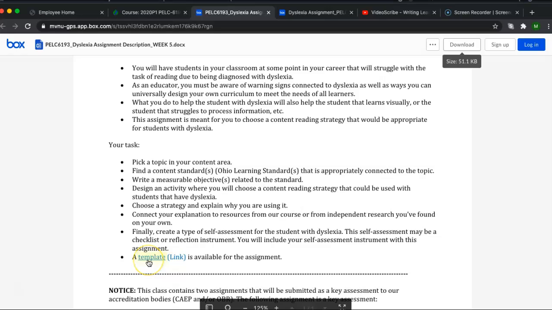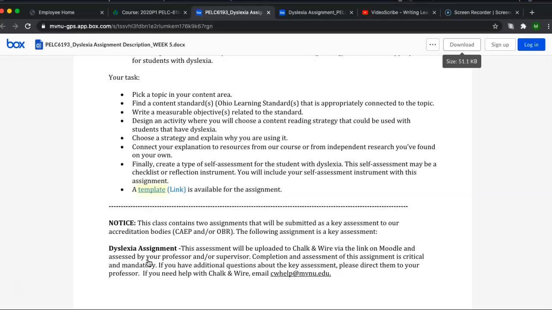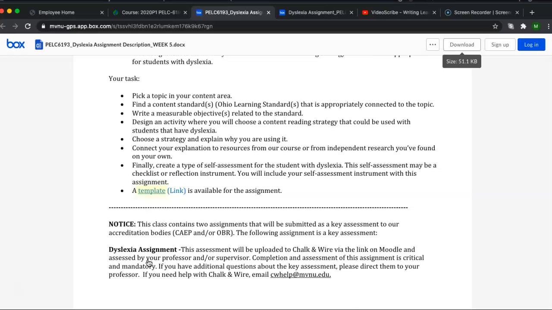Here is the template for the assignment. You're going to upload this to Chalk and Wire and also Moodle. When you upload it to Chalk and Wire, make sure that your artifact reflection is there as well as the dyslexia assignment. So there should be two things. Please check to make sure they're both there.